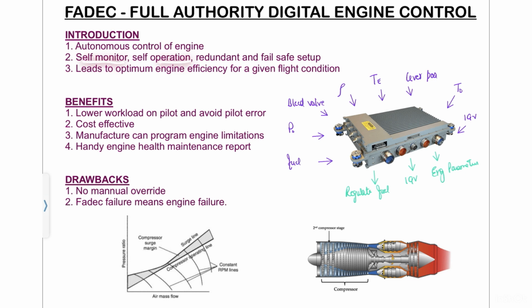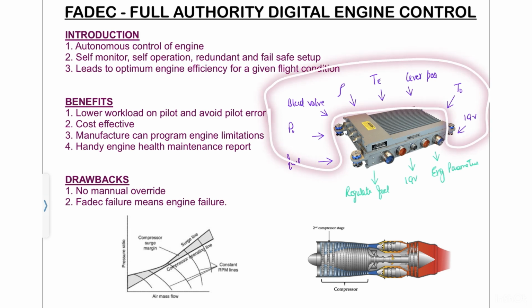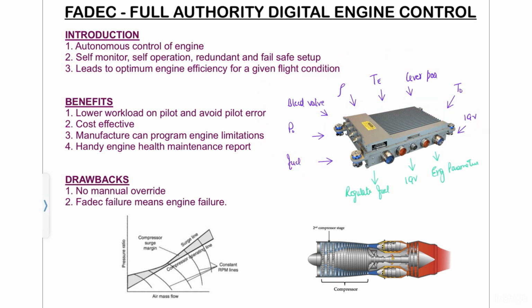It's a self-monitoring, self-operating, redundant and fail-safe setup. Self-monitoring, yes, since it is taking values on different channels. If it is a 2 channel, there are 2 values of fuel flow from different sensors, and it monitors and compares how much the value should be. Self-operating, it processes and gives the output. Redundant, again multiple channels and multiple sensors give the values, so it is redundant, and a fail-safe setup. It leads to optimum engine efficiency.